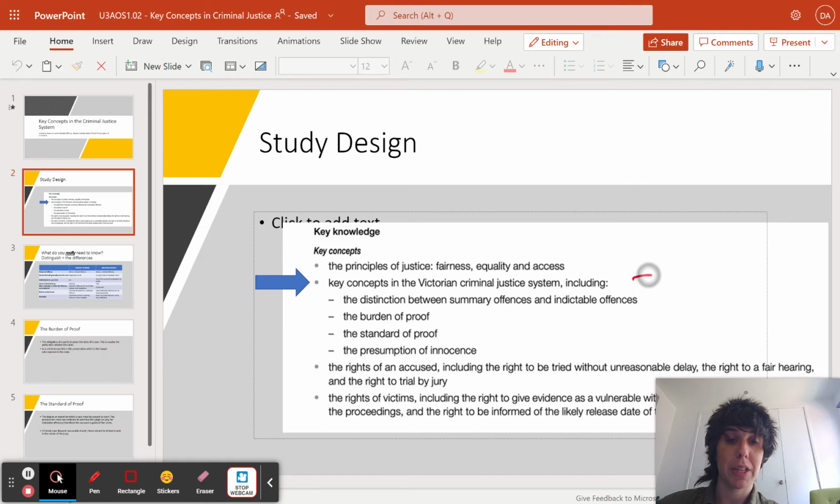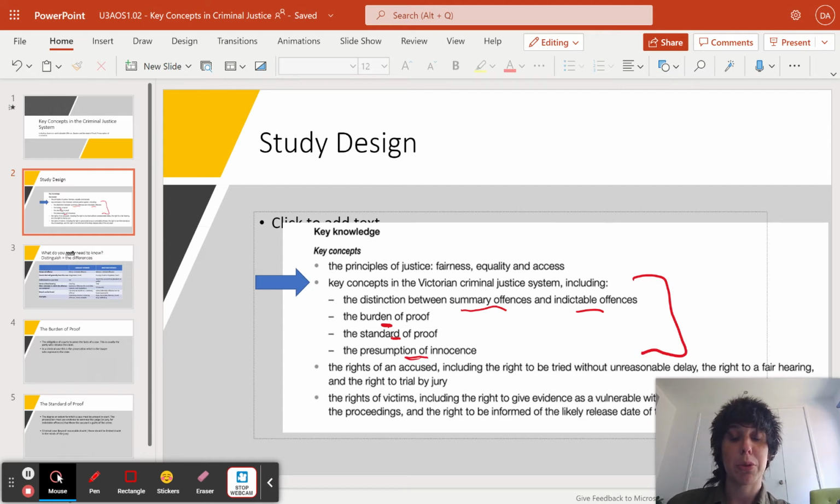you can see that there are 4 key concepts that we need to know. The first one is distinguish between the summary and indictable offences. The second one is burden of proof. The third one is standard of proof. And the last one is presumption of innocence. Now, if you've done year 11, these will be quite familiar to you. So this video is really just a recap of those.